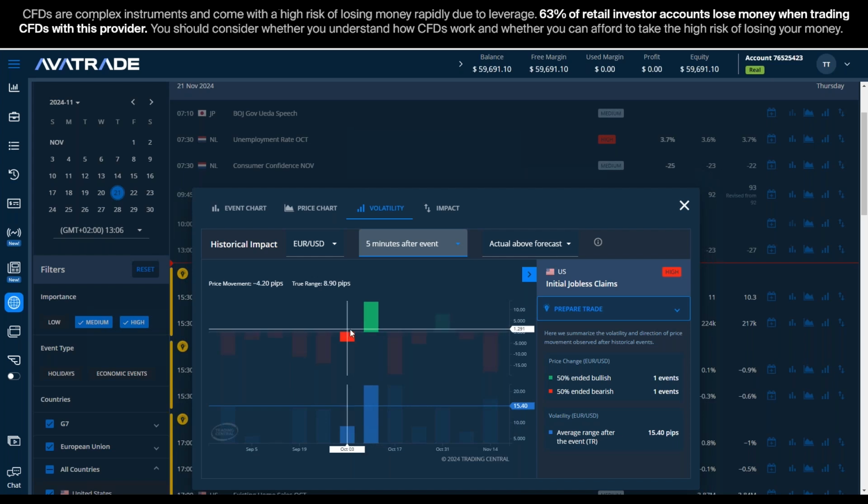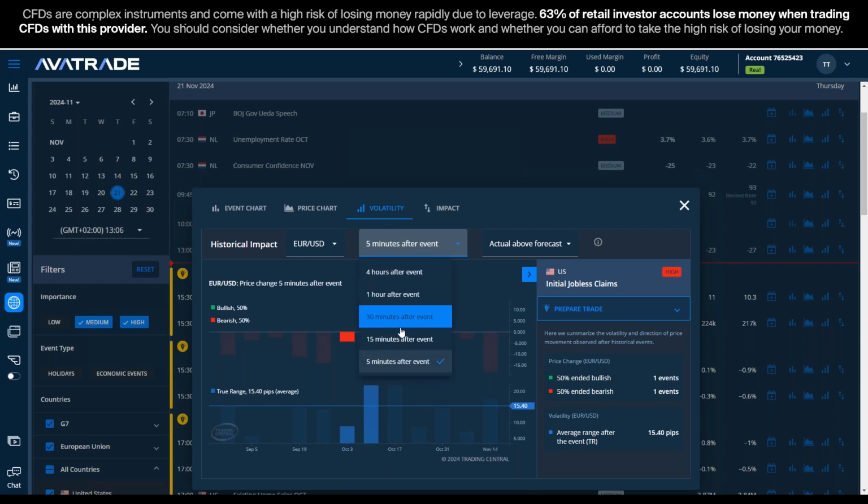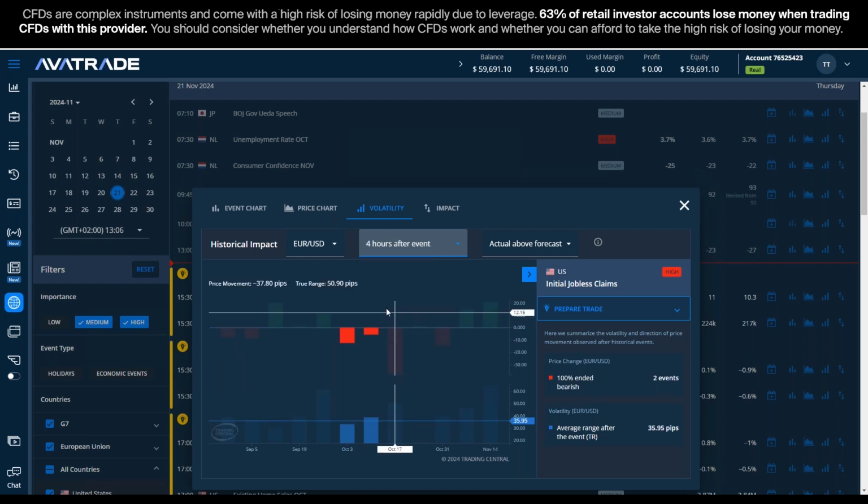Okay, in this case, it either went down very little or went up about 13 pips in the first 5 minutes. But after 4 hours, both movements were down in the red between 5 pips and 12 pips down. So how do we get a range of 35, 36 pips? Because the range was up and back down.